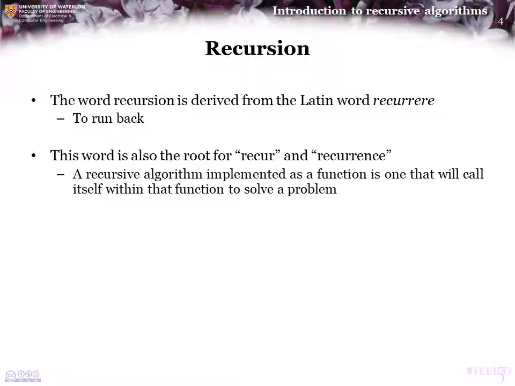Now, a recursive algorithm implemented as a function, which is what we're going to do in C++, is one that calls itself within the function to solve a specific problem. That is, you call a recursive function with specific arguments. Within the execution of that function, it will call itself, hopefully with different arguments, in a way such that when it gets a response to its call with those different arguments, it will be able to create a solution for the one you asked for with the arguments you passed it in the first place.